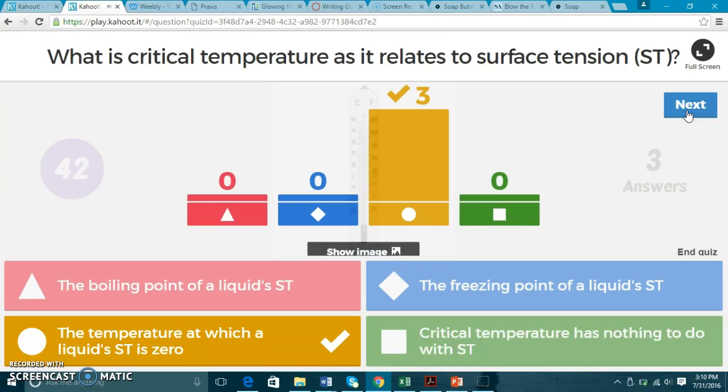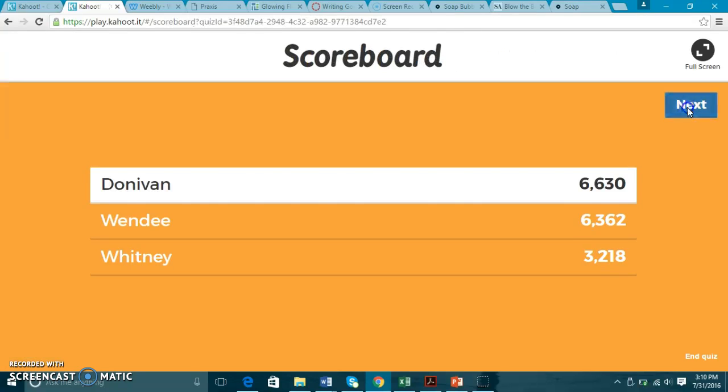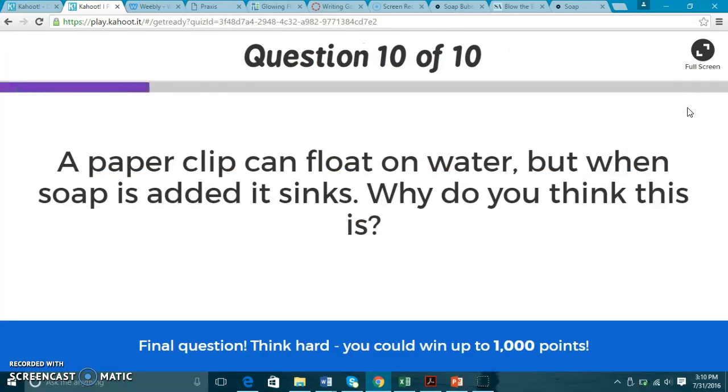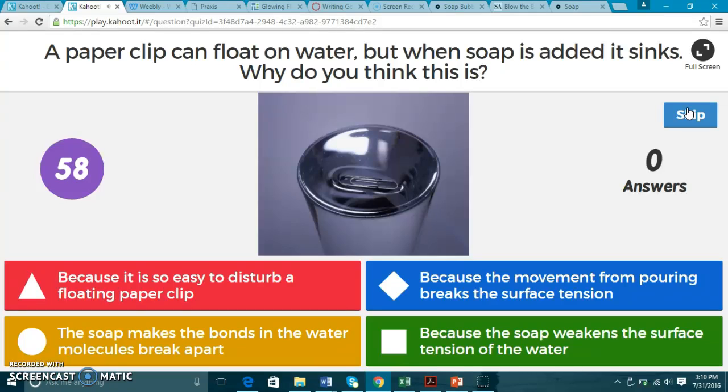Oh, all three people answered pretty quickly. So you can see everyone got it correct. So let's move on. Question 10. A paper clip can float on water, but when soap is added, it sinks. Why do you think this is?